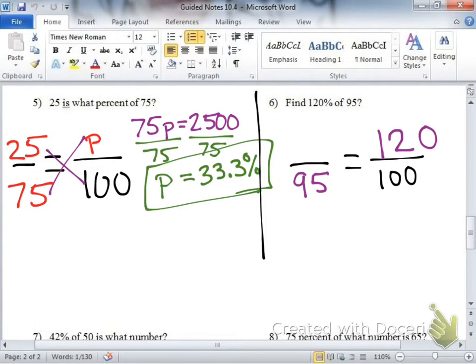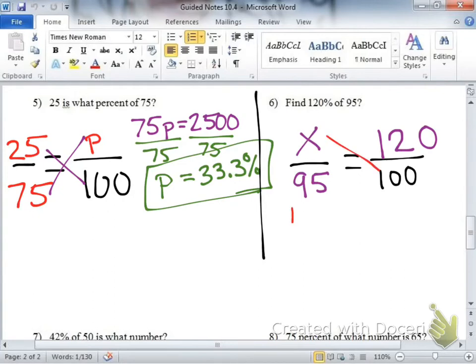Now, if you have more than 100% of something, the number should be going up, right? It should be bigger than your original. So my answer should be larger than 95 because I want 120% of 95. So remember, 100% would be the whole thing, 95. If you're going even more than that, your answer should be more than 95. So you can sort of double check yourself to see if you're doing this correctly. So I'm going to put my variable here.